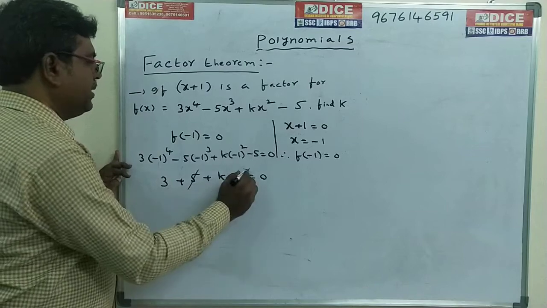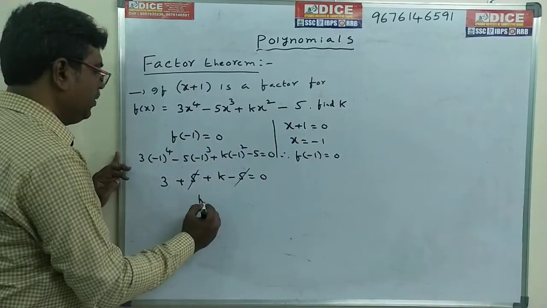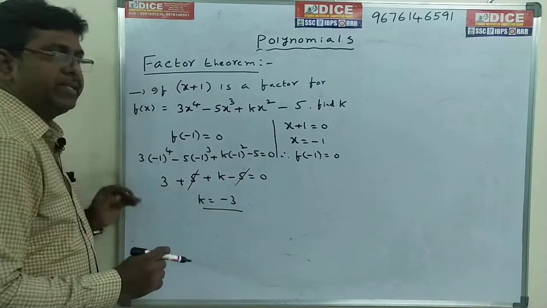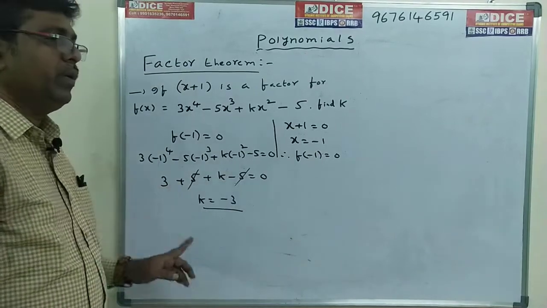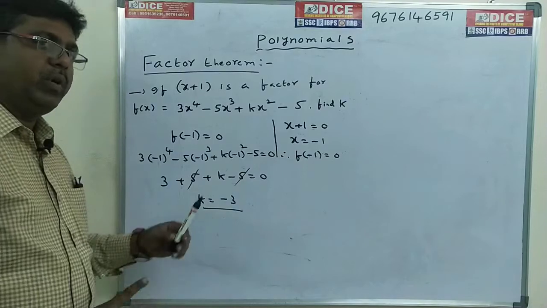This plus 5 and minus 5 cancel, 3 plus k, send 3 to that side, k is equal to minus 3. So the answer is k is equal to minus 3. Write down this one, same way you can do another one also.